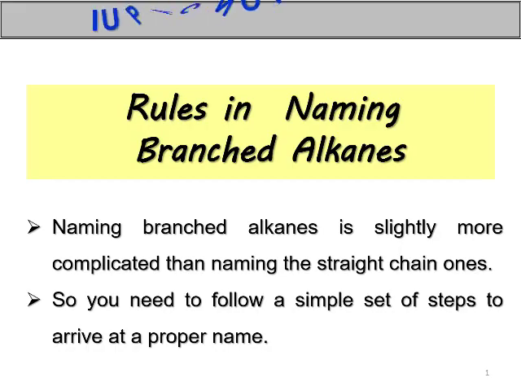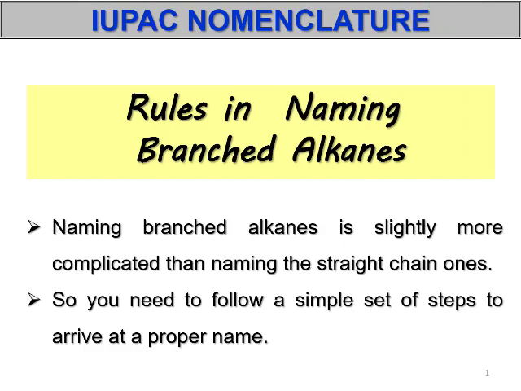Now let's study about IUPAC nomenclature. What is IUPAC? IUPAC stands for International Union of Pure and Applied Chemistry. Naming branch alkane is slightly more complicated than naming the straight chain ones, so we need to follow a simple set of steps to arrive at a proper name.